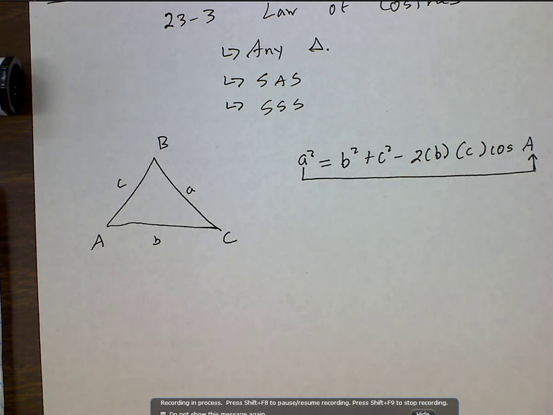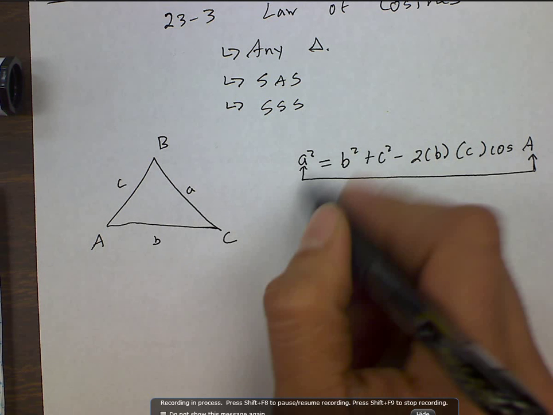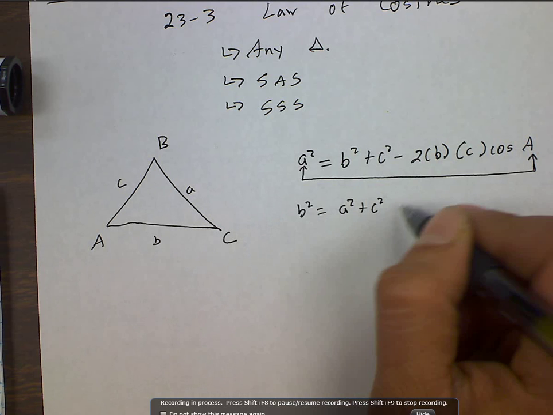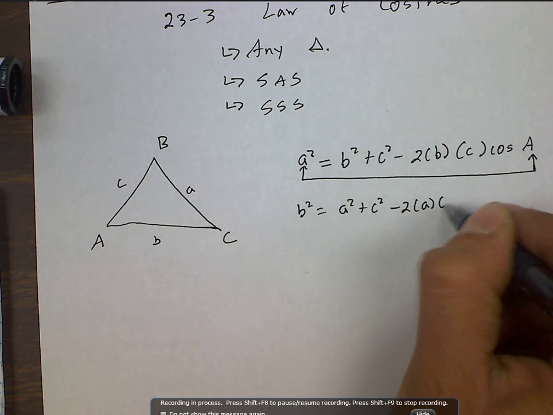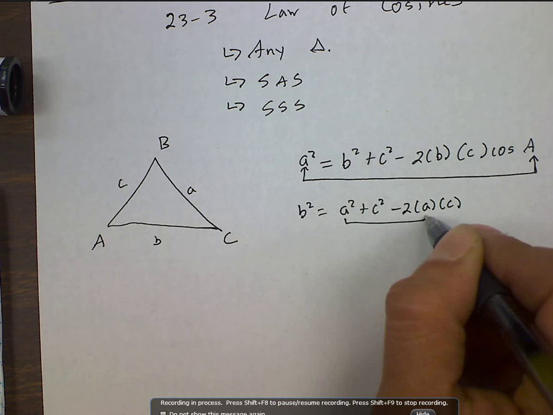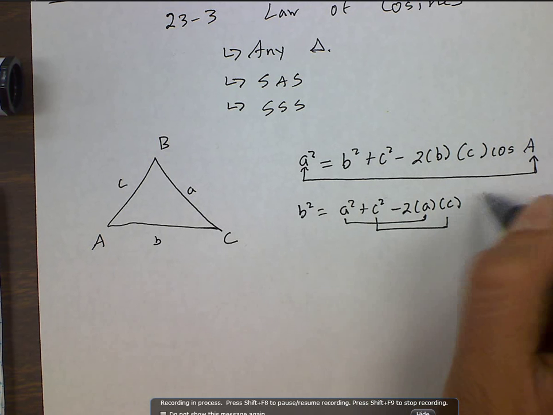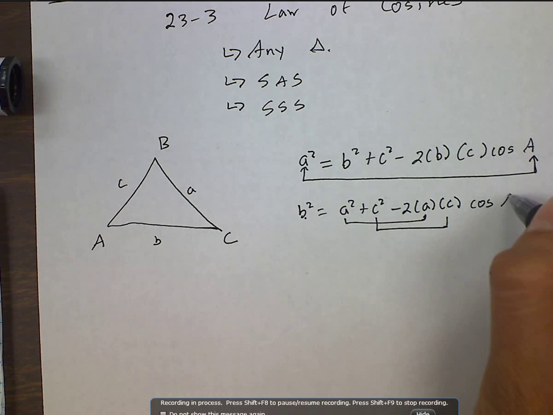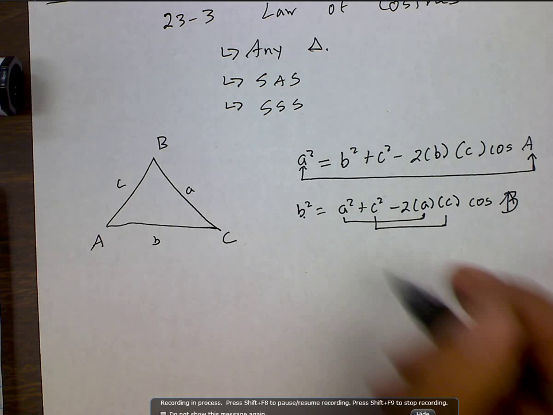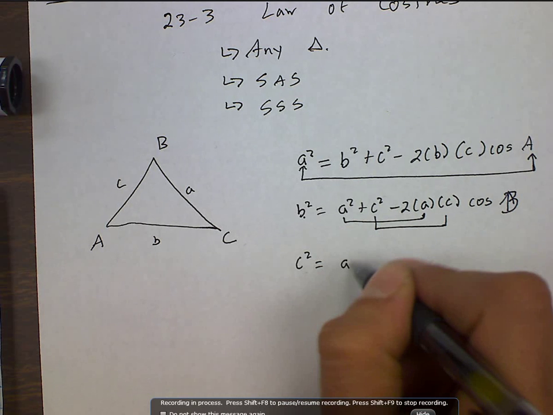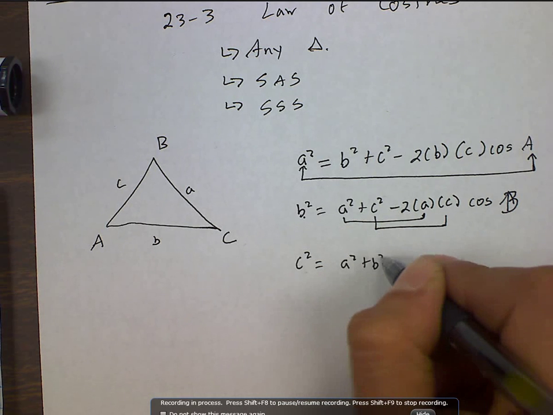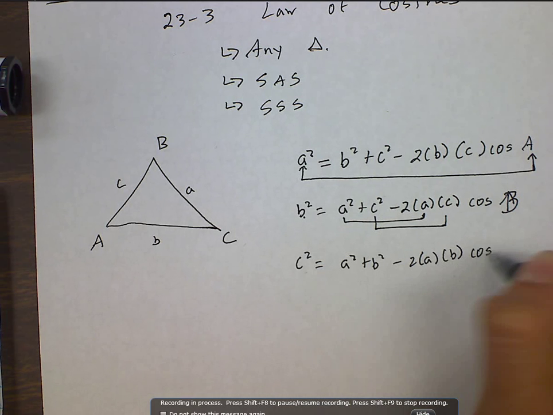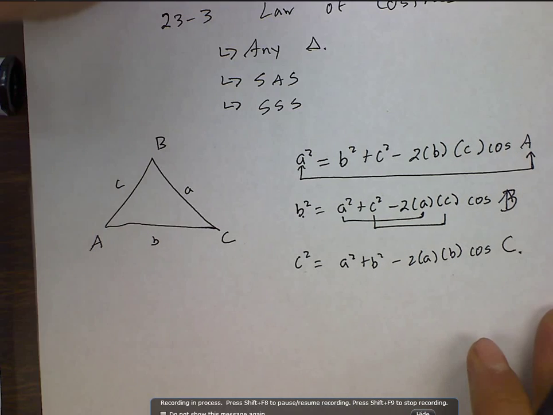Now you have B squared, so that means you have A squared plus C squared minus 2 times A times C, and again, whatever you get here goes over here. In this one it's cosine of angle B. Same thing for C: C squared is equal to A squared plus B squared minus 2 times A times B times the cosine of C. Okay? So let's work out one problem really quick.